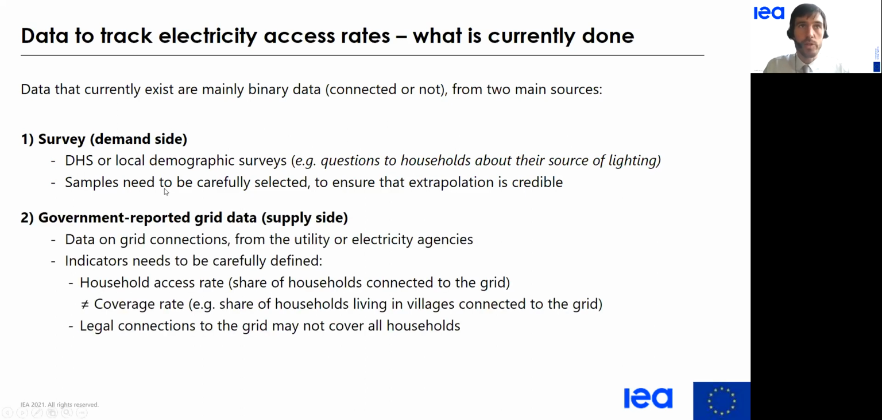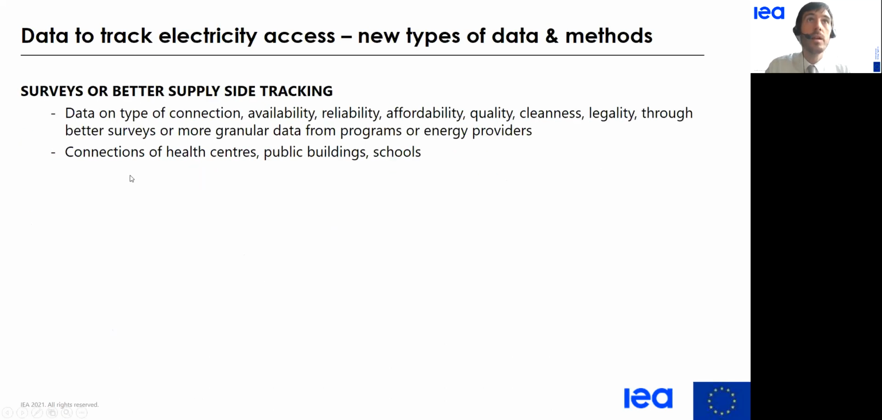And the second one, which is what the IEA is relying on, is government reported data coming more from the supply side. For example, the utility able to share numbers on the connections to the grid. And sometimes we see government which also consolidate numbers coming from mini grid operators or solar home system distributors.